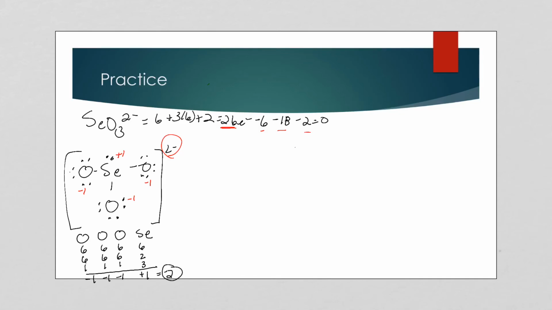Now, this is going to introduce a concept that maybe we haven't gotten to yet, but this is what we're going to get. When you start looking at the octet rule, one of the exceptions to that is that certain elements can expand beyond 8. We call them expanded octet complexes. We see the possibility of this in elements in the 3rd period or below. The 2nd period elements, carbon, nitrogen, oxygen, are limited to an octet.